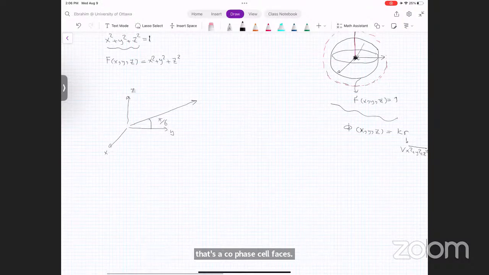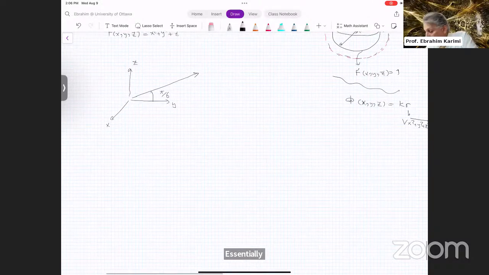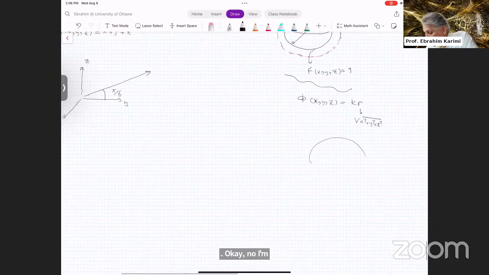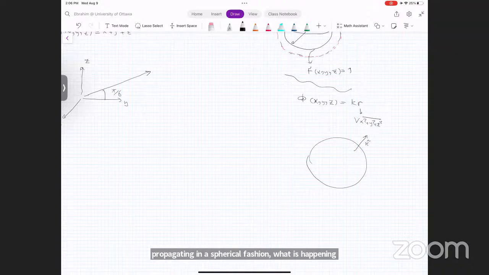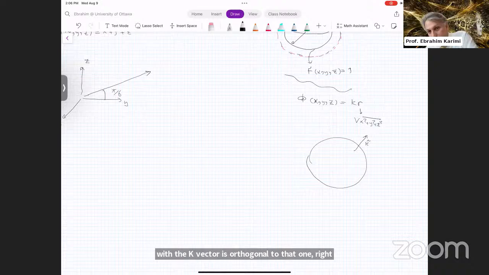Now I'm asking you what is going on with this wave, which is propagating in a spherical fashion. What is happening with the K vector? The K vector is orthogonal to that one, right? That's right. And how do you calculate the K vector? You take the gradient of the phase.